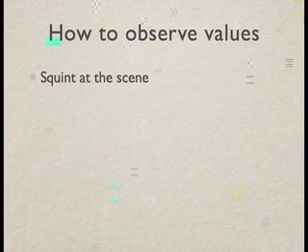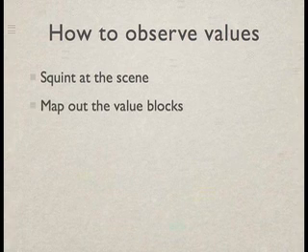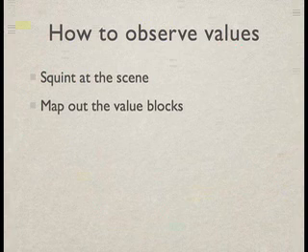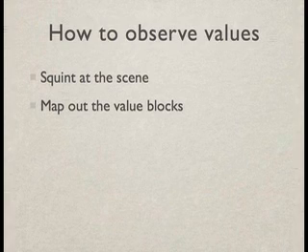First, squint at a scene to remove the color from it. And second, try to identify the main values in the scene and draw their shapes. Let's look at both of these techniques in more detail.